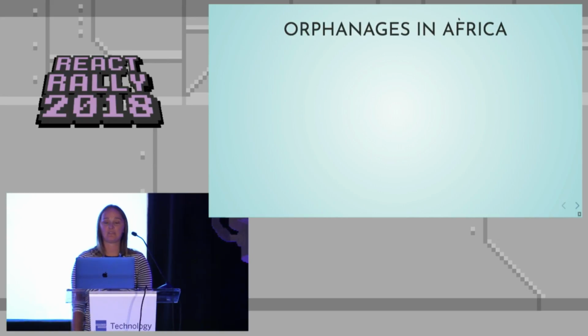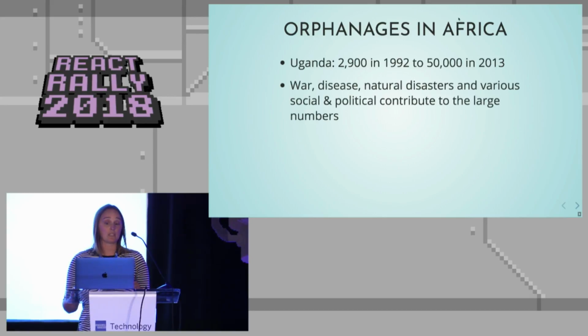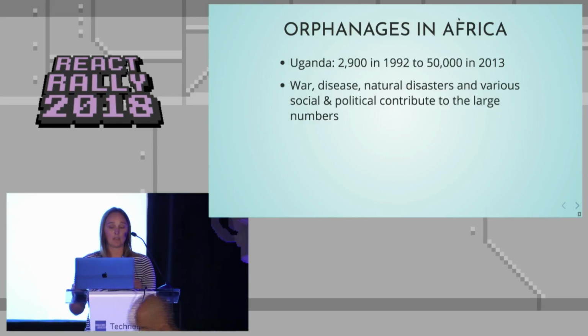So before I get into the technical side of my talk, I wanted to give a little bit of background. For various social, political, economic reasons, there are large numbers of orphanages in many regions in Africa. For example, in Uganda in 1992, there were 2,900, and in 2013, there were 50,000. So governments have begun to crack down on some of these orphanages that are not, in fact, really helping children at all, and in some cases abusing them. Some of them are not great places. They have shut down many of them and suspended or banned international adoptions.